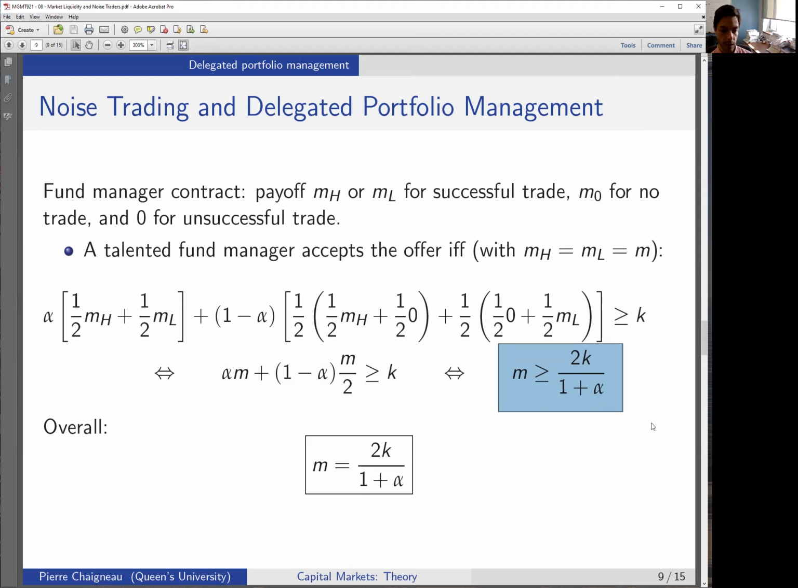Okay. And finally, because the principal wants to minimize the cost of the contract, we are simply going to set M at the minimum possible level, such that this condition is satisfied. So M is equal to this.